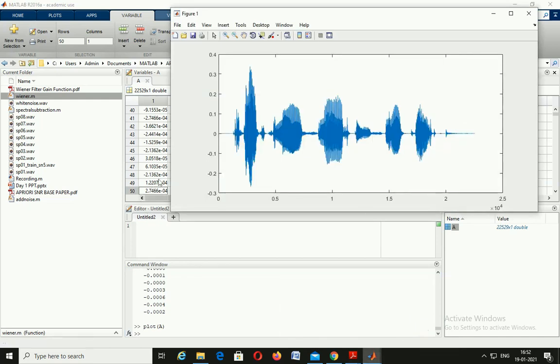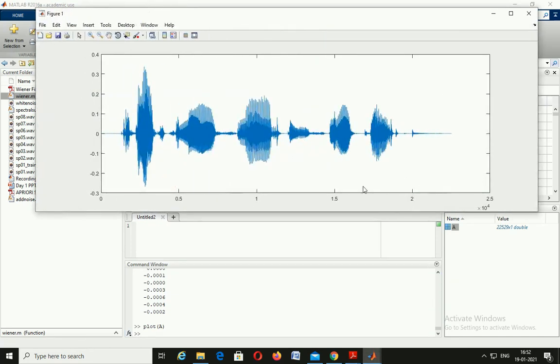Observe that in the plot, the y-axis is amplitude, but the x-axis here is 2.5 into 10 power 4. What is the meaning of 2.5 into 10 power 4? If you calculate this, that is 25,000. This x-axis indicates the sample index, right? Suppose I have talked for a duration of 2 seconds, time t equal to 2 seconds. But here it is not in seconds, it is not a time axis, it is samples. You can understand that in a minute.